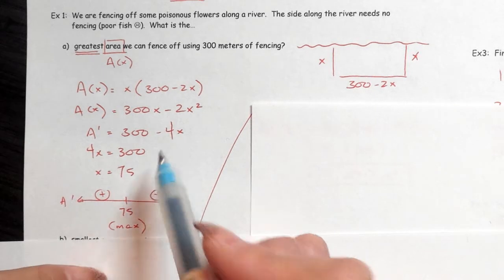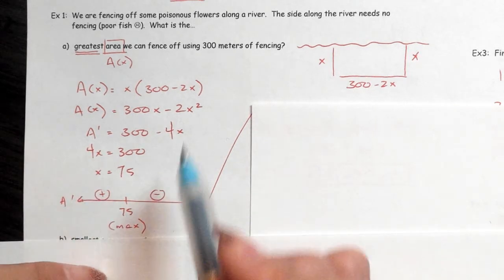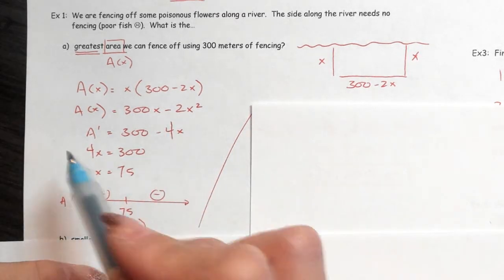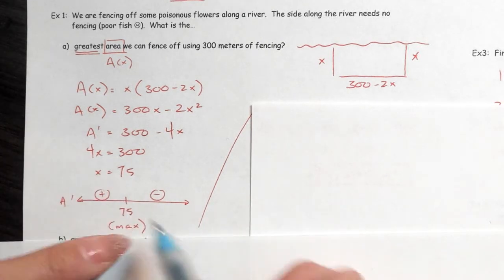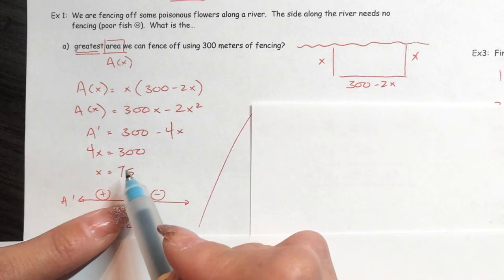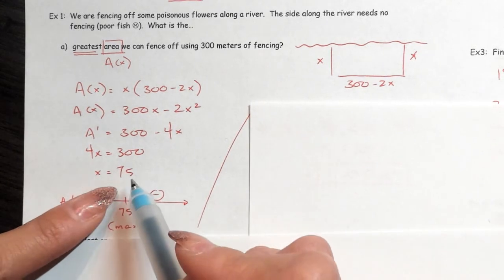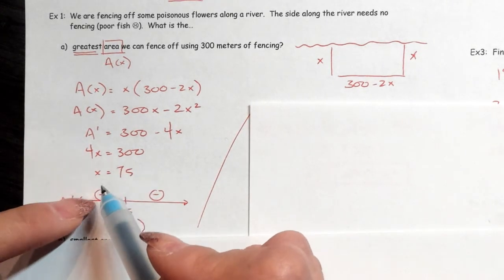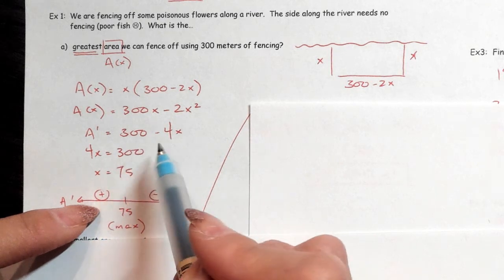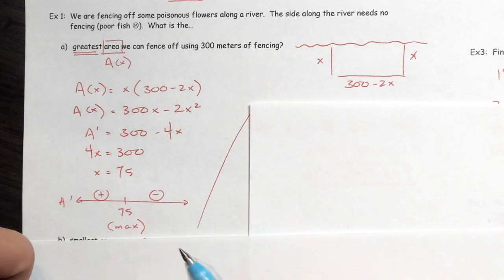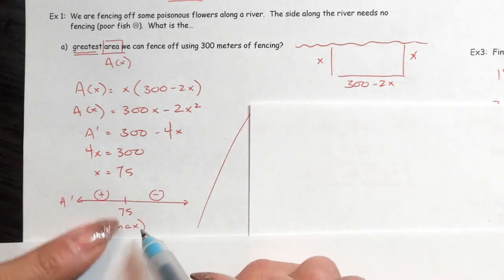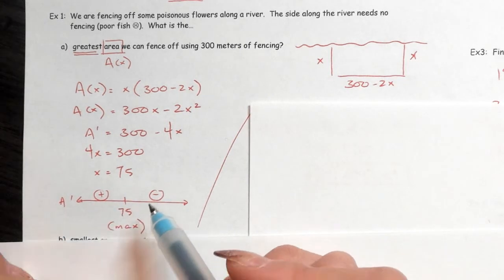A line with a negative slope goes like this, right? A positive slope goes like this, a negative slope goes like this. So if it goes like this through 75, then this is positive, this is negative because it goes like that, right? If I plug in like a 50 into here, and then if I plug in 100 into here, I'll get a positive and negative as well, okay? But I can see that's definitely a maximum, so I got my answer for x.